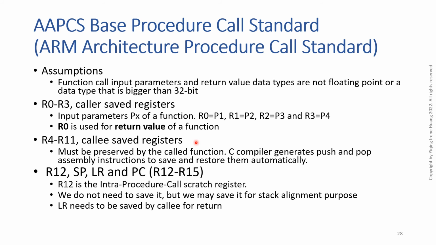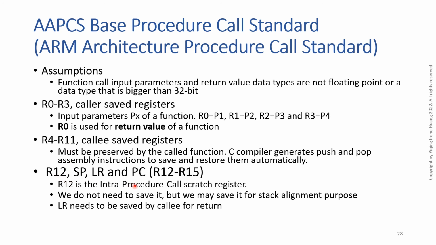R4 to R11 are what we call callee-saved registers. Say I invoke a subroutine call, that subroutine needs to save the registers in this list if it makes use of any one of them. So that also implies the C compiler needs to generate push and pop assembly instructions to automatically save and restore any registers in this list if that subroutine makes use of some of them.